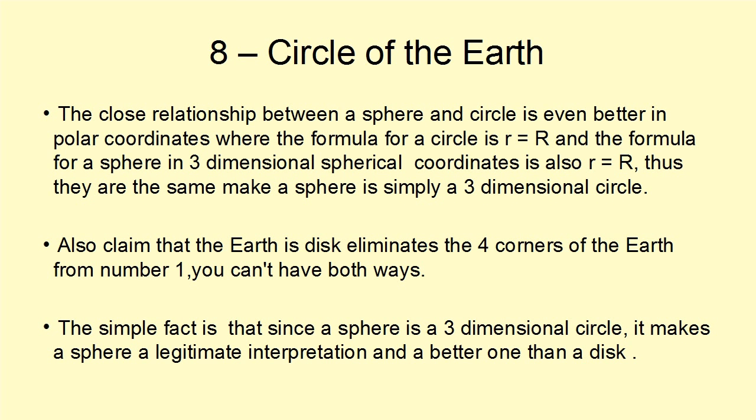The close relationship between a sphere and a circle is even better in polar coordinates, where the formula for a circle is r equals r, and the formula for a sphere in 3-dimensional spherical coordinates is also r equals r. Thus, they are the same, making a sphere simply a 3-dimensional circle. Also, the claim that the Earth is a disk eliminates the 4 corners of the Earth from number 1, and you can't have it both ways. The simple fact is that since a sphere is a 3-dimensional circle, it makes a sphere a legitimate interpretation of Isaiah 40:22, and a better one than a disk.